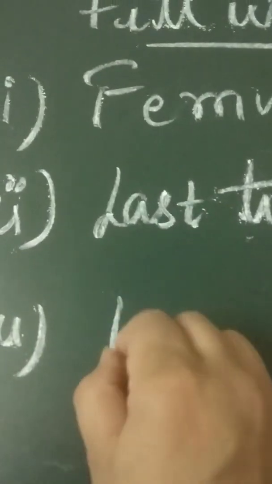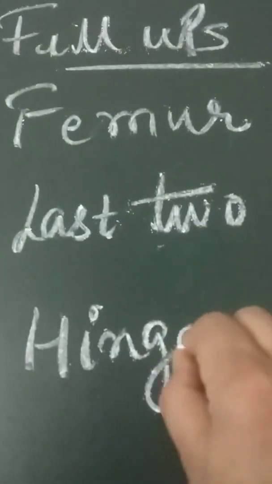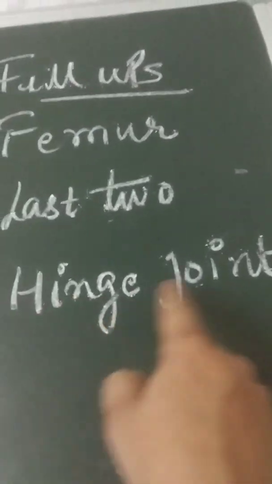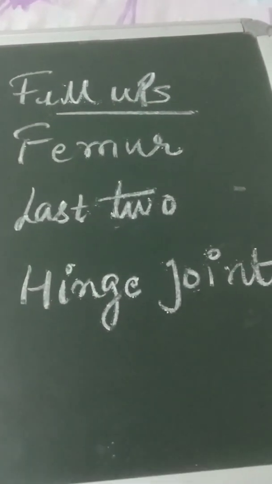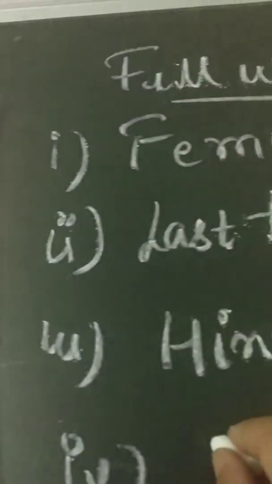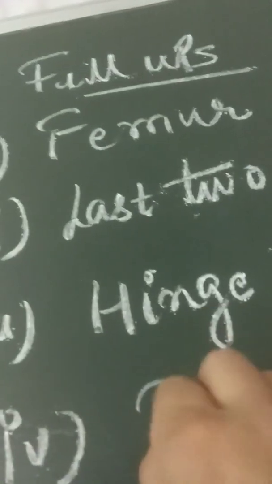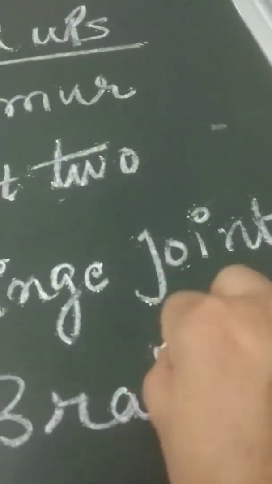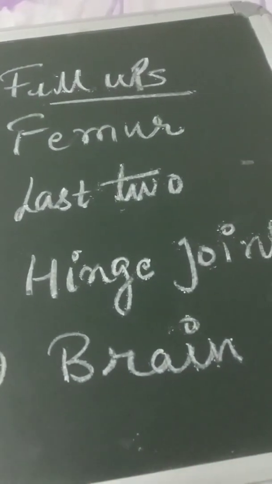Third one, the dash joint is found in the elbow and knee. That is hinge joint. Hinge joint. Written? Now, fourth. The skull protects the brain. Clear these four?